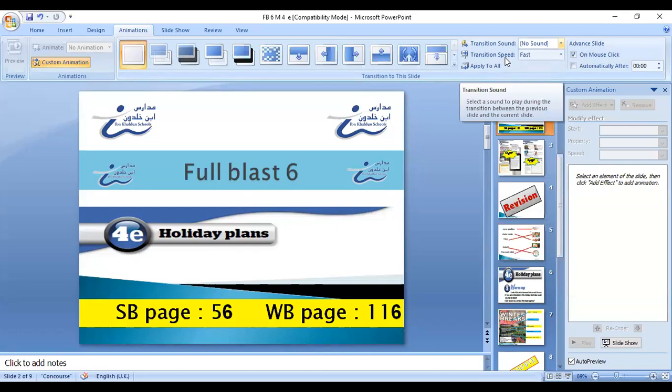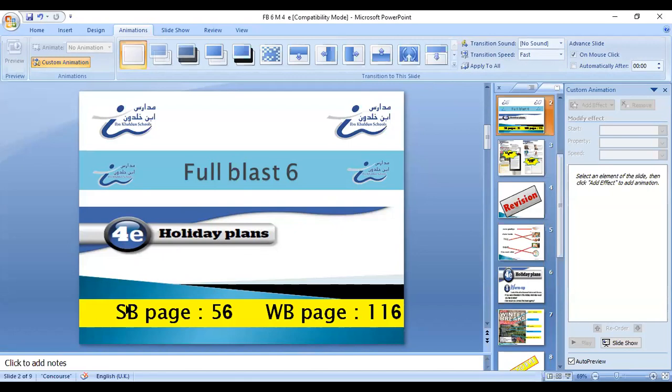Today we are going to deal with lesson 4E, holiday plans. Holiday, when you don't have school or school's off, you have to do some plans. Plan: something you organize to do in the future. This is the meaning of plan.